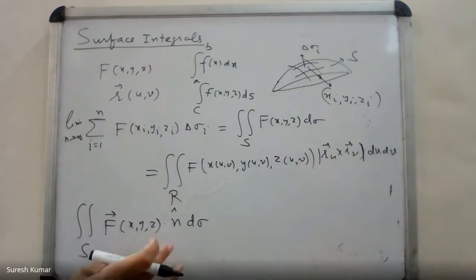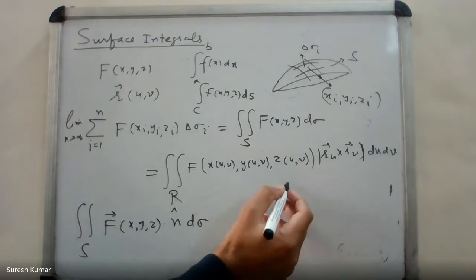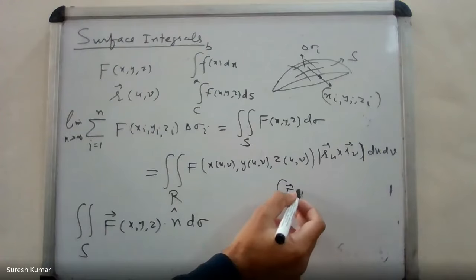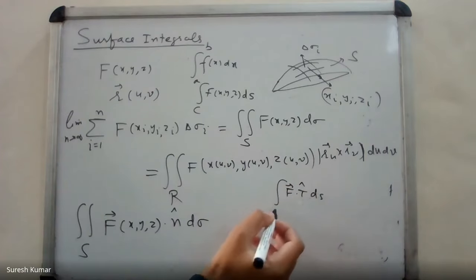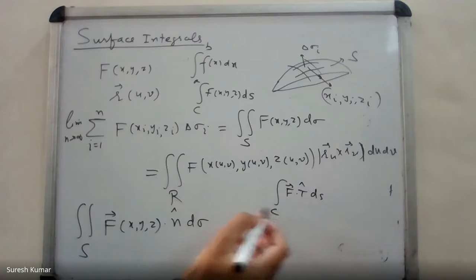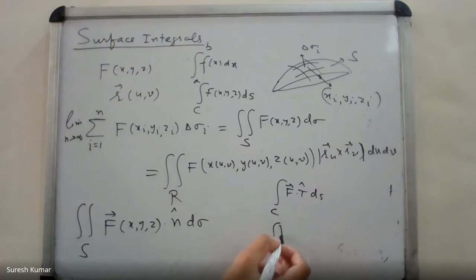If you recall from line integrals of the vector field F, what did you define there? F dot T cap ds along the curve C and F dot n cap ds along the curve C. Correct?